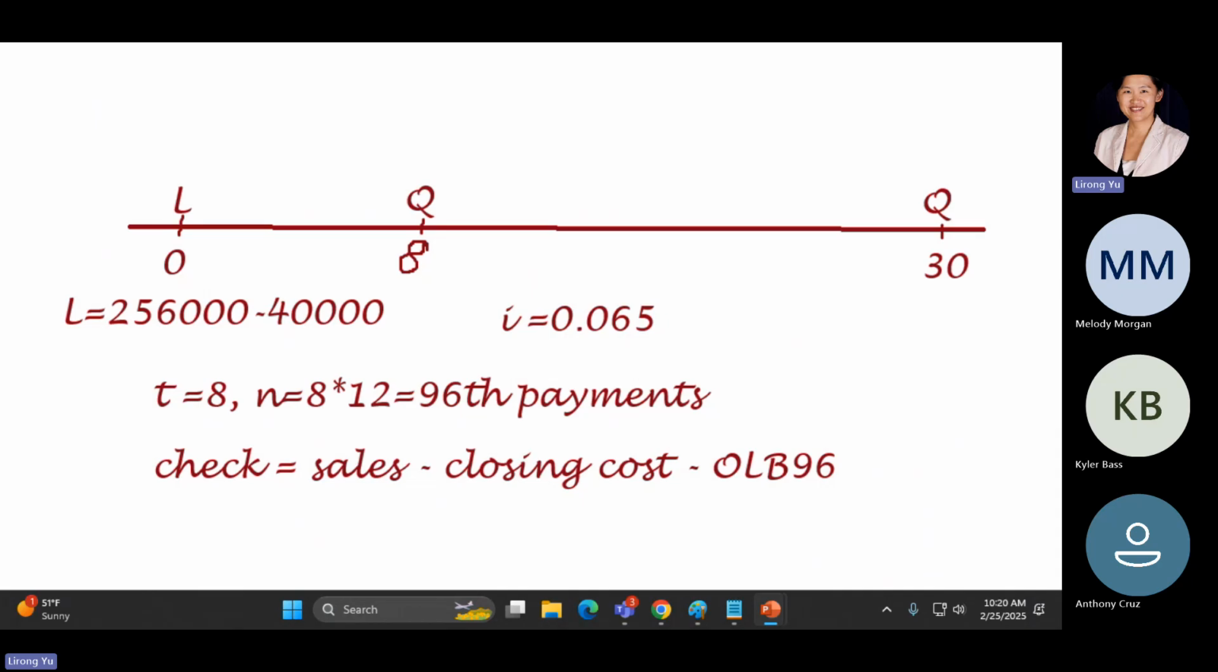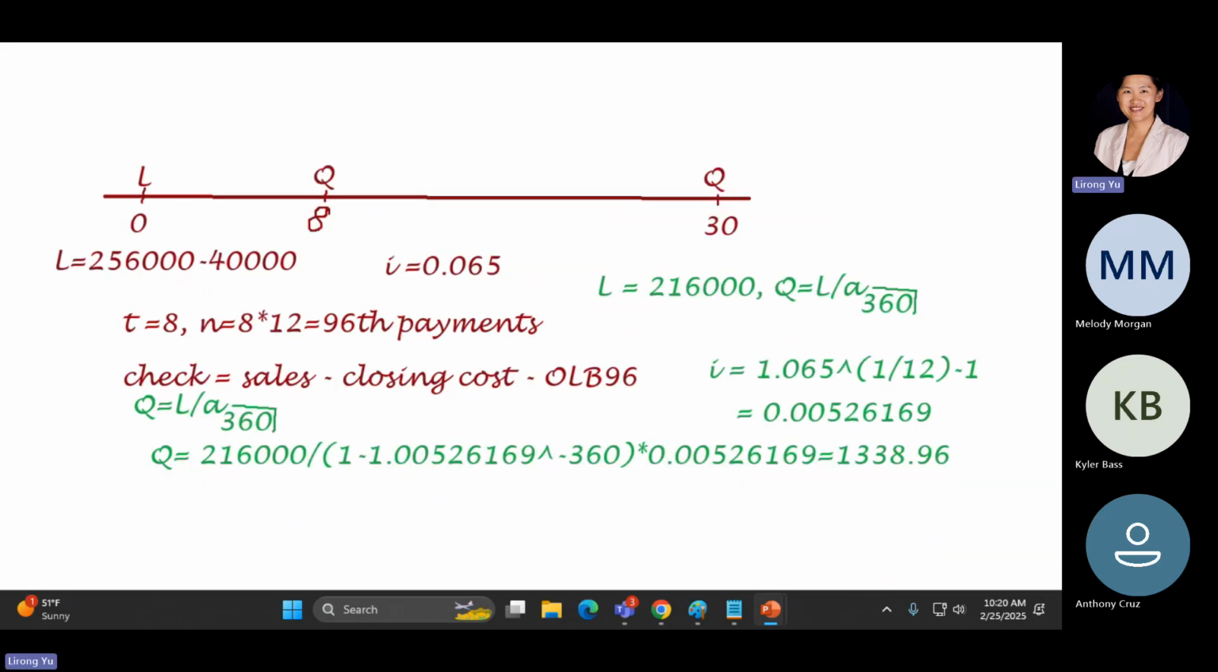And then if you want to find OBL 96, you have to know the proper monthly interest rate. Right now, we only have the annual interest rate. We have to do a little bit of interest rate conversion. So moving forward from there, we have our loan amount, which would be the subtraction, L equal to 216,000. Now, we are saying to pay by 30 years of payments, and there's no mention of what exactly each payment is. So we don't know the Q.